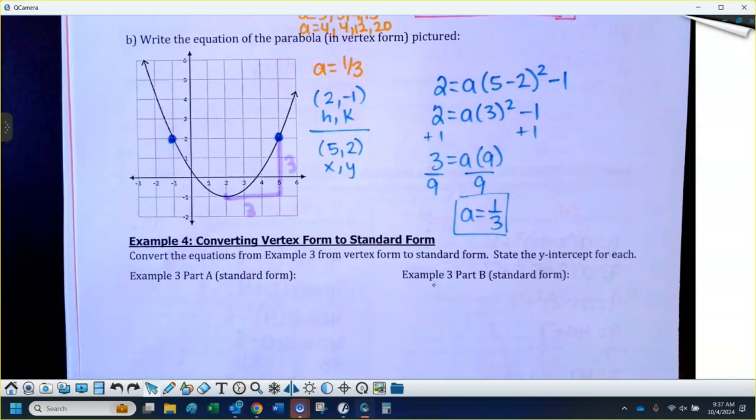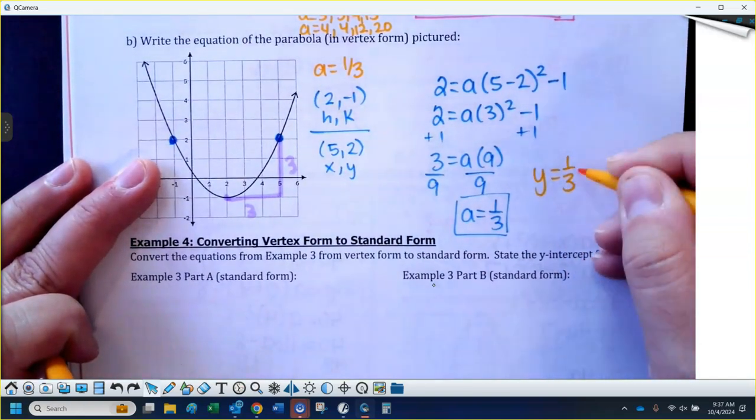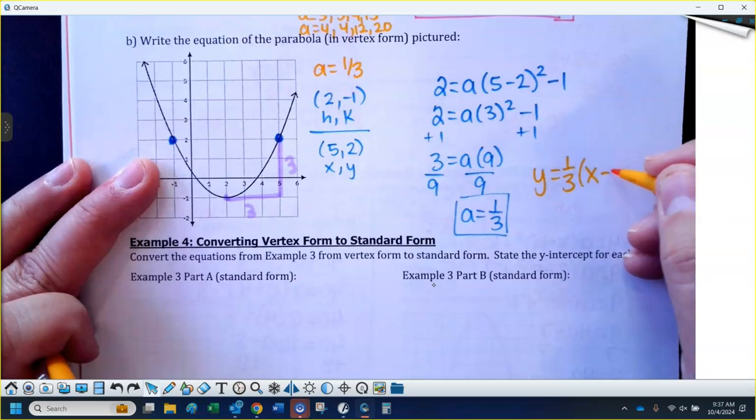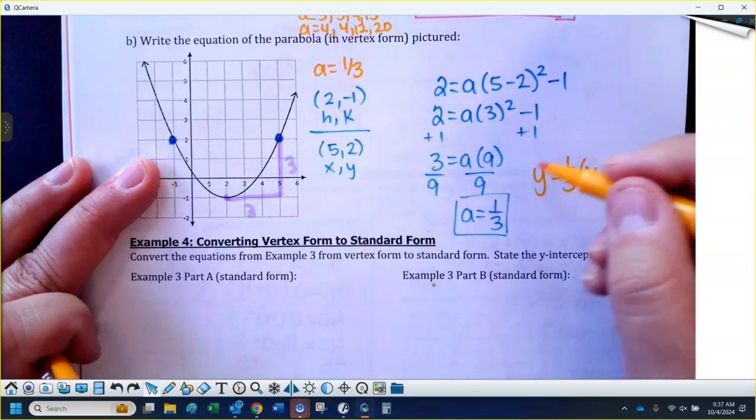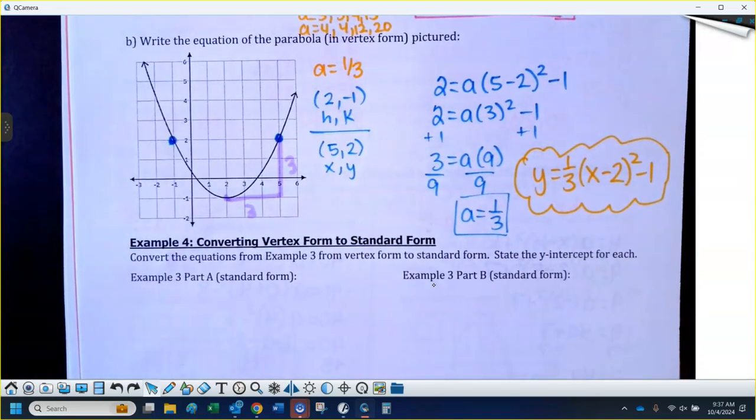If you can't see it from the graph, you can do the algebra every time, and to get the actual equation we have to plug that information back in. So this guy'd be 1/3, let's see, x minus 2 squared minus 1. That would be the actual equation there. But if you have the graph, you might be able to figure out the A value without doing all that algebra. Is anybody having a question?